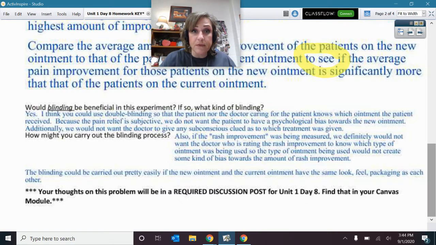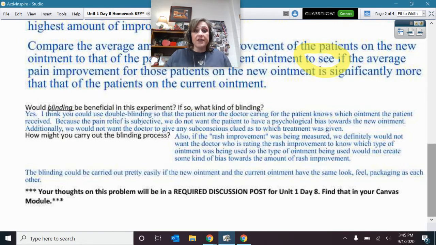Because the pain relief is subjective. Okay? Subjective. We do not want the patient to have a psychological bias. You know, he thinks just by nature of getting that ointment, it's going to make it feel so much better towards that new ointment. Additionally, we would not want the doctor to give any subconscious clues as to if the treatment was given. Now, also, if, say, rash improvement had been what you were measuring, then we definitely wouldn't want the doctor who is rating that rash improvement to know which type of ointment the patient was using. That way the doctor, he or she, does not have a bias towards a particular ointment.